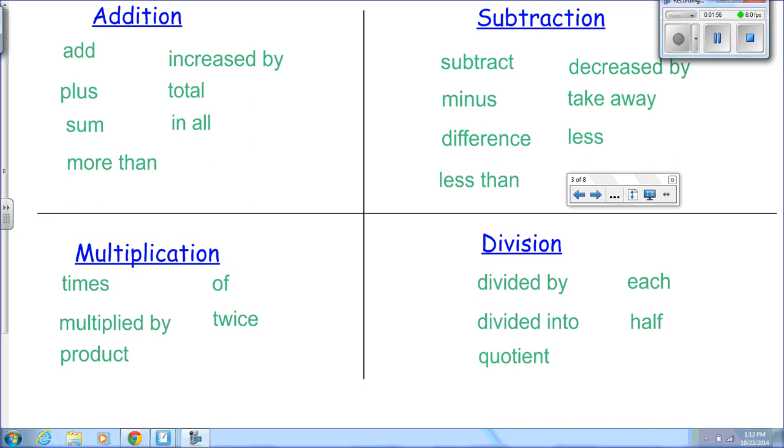For subtraction, we have subtract, minus, difference, less than, decreased by, take away, less. In multiplication, we have times, multiplied by, product, of, twice. And finally, for the 4th operation of division, we have divided by, divided into, quotient, each, half. There are even more words that represent these 4 operations. These are just a small sample.